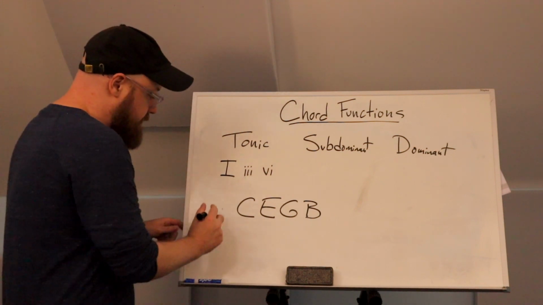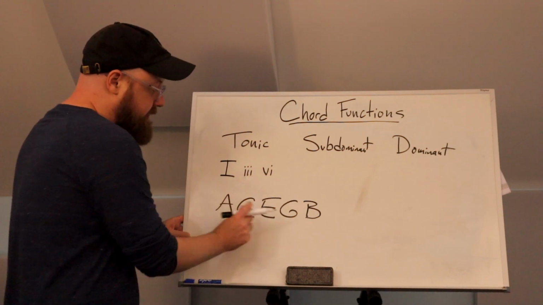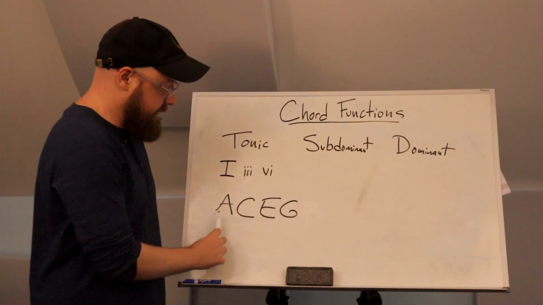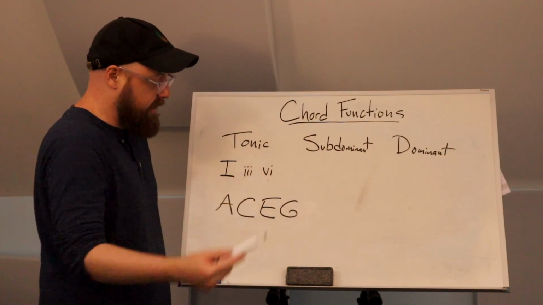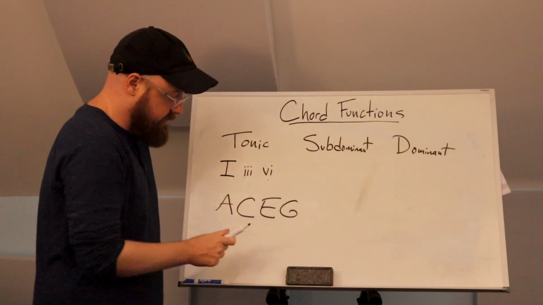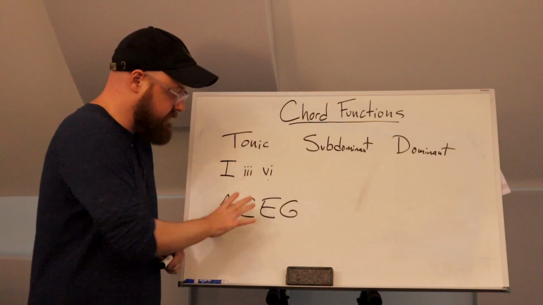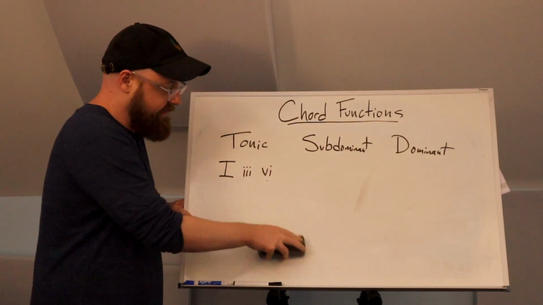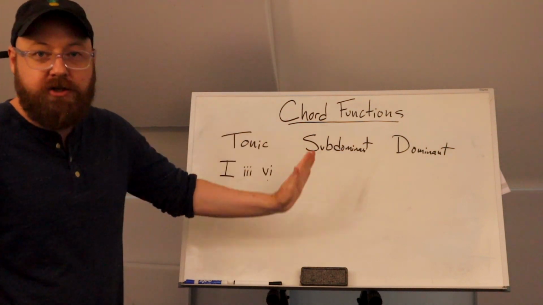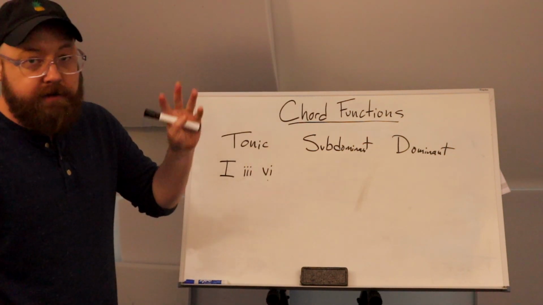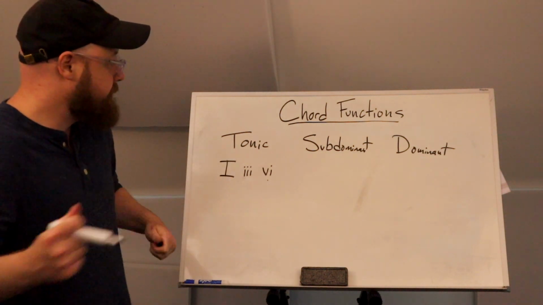And if I go a third below that, put an A down here, below this C major chord, look at this, A, C, E, G, that's an A minor 7. That's our 6th chord, right? And this sort of relationship where these chords all have all the same notes is true for each of these categories individually. So anyway, tonic is 1, 3, and 6.